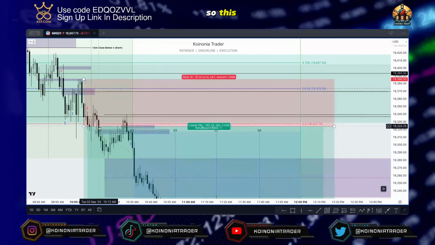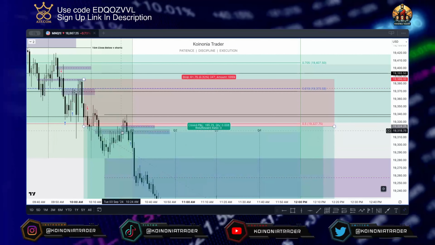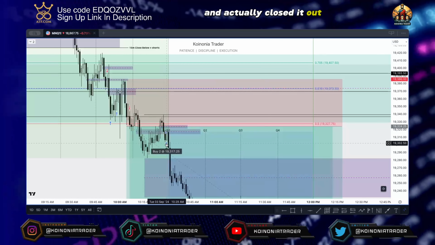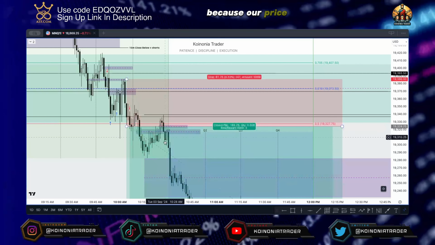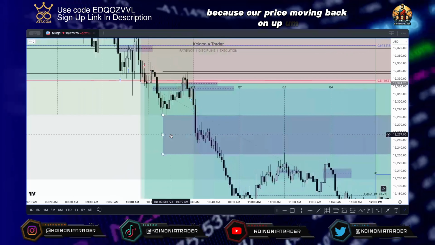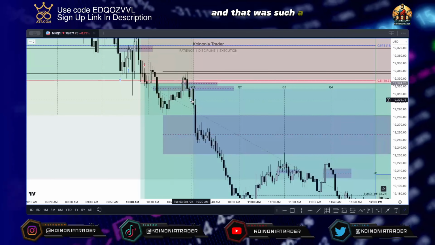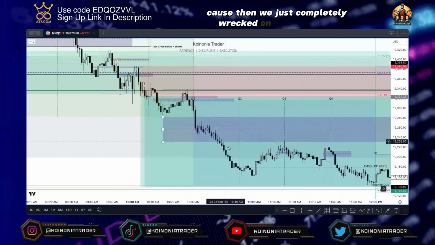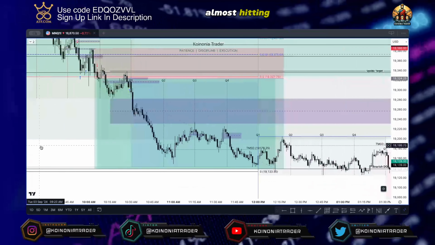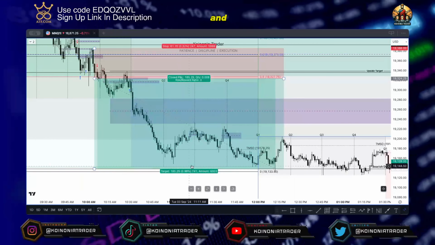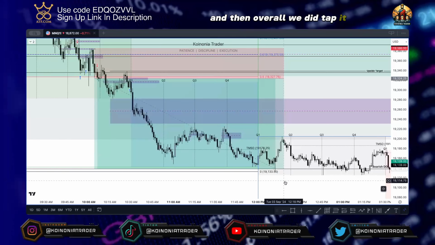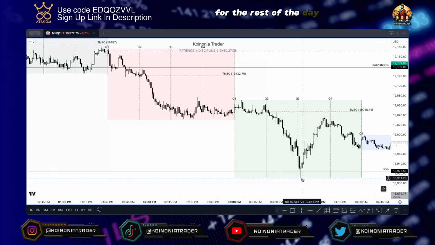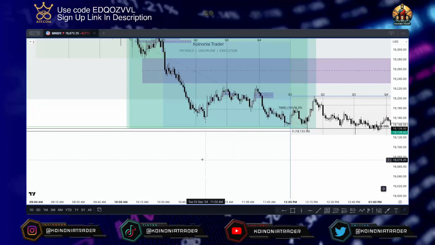It wasn't moving as nice and swift as it usually does. So this action here was getting me kind of nervous, and I was feeling a little bit emotional about the trade, and I actually closed it out at the top of this candle because I saw price moving back on up. And that was such a mistake, clearly, because then we just completely wrecked on the way down, almost hitting that bearish draw on liquidity that I had. Then overall we did tap it, and price continued to move on down for the rest of the day.